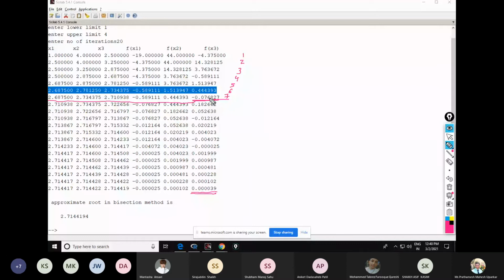I want f of x to be equal to 0. But after the 7th iteration, it is 0.07. So there is always a chance of error. And you can see that here my value is 0.00039. Which value is closer to 0, after the 7th iteration or after the 20th iteration?